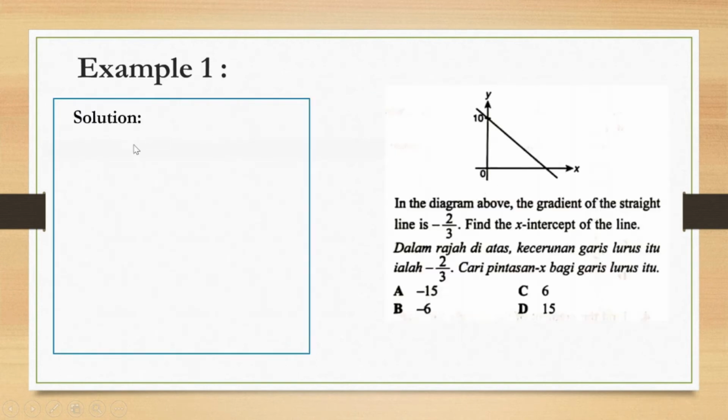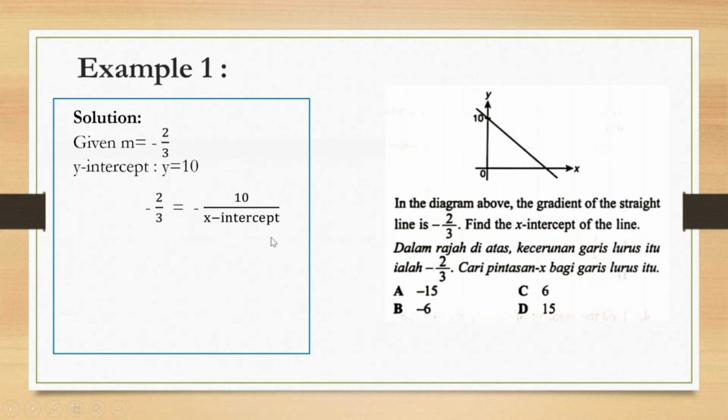For the solution, we are already given the gradient and the y-intercept, so we just need to substitute our values into the equation, and then we get x-intercept equal to 15. So the answer is D.